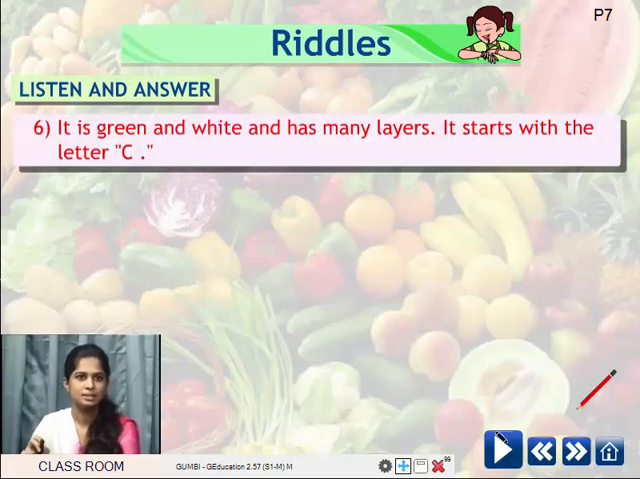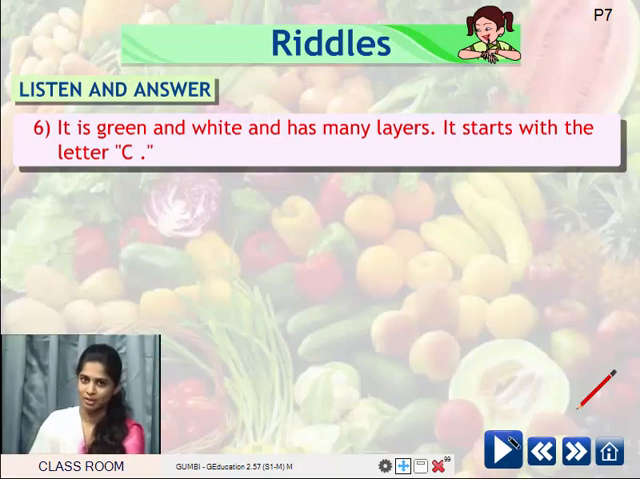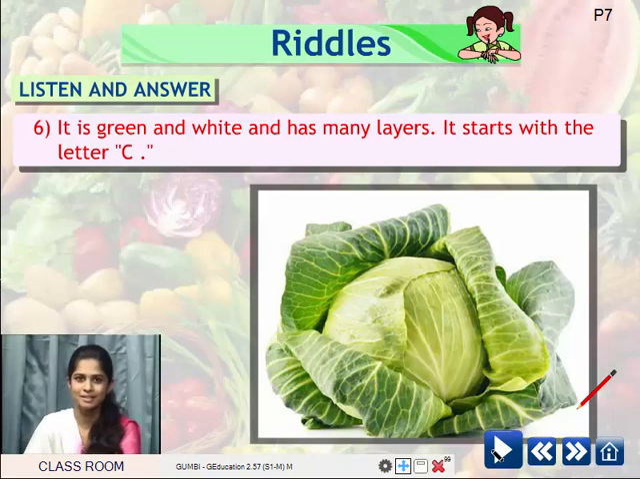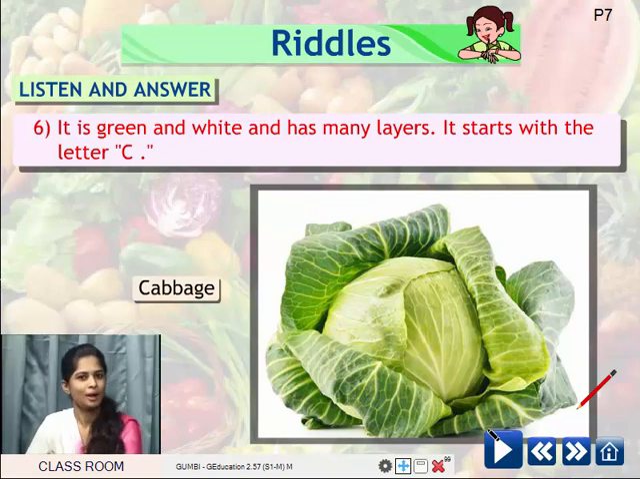The next riddle is, it is green and white and has many layers. It starts with the letter C. It's a vegetable. What am I talking about? No? Okay. I'll show the picture. You should identify it. What is it? Very good. It's cabbage.